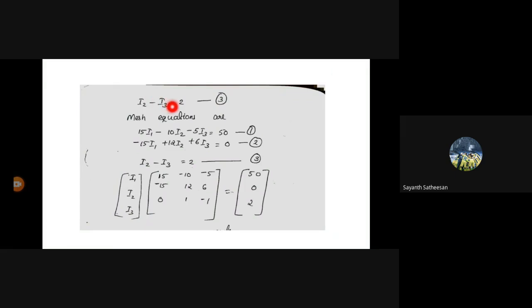Now there are 3 equations and 3 unknowns, and you can solve those 3 equations. So we can write the three equations side by side. The first equation is 15i1 minus 10i2 minus 5i3 equal to 50. The second equation is minus 15i1 plus 12i2 plus 6i3 equal to 0. And the third equation is i2 minus i3 equal to 2. Okay, all of you get the three equations.